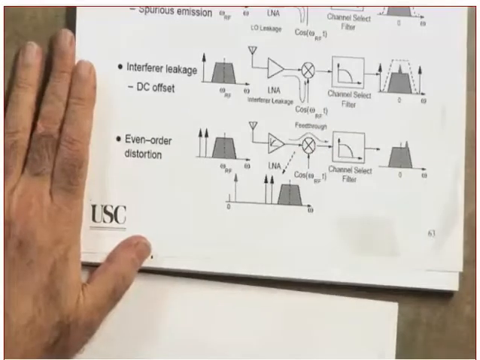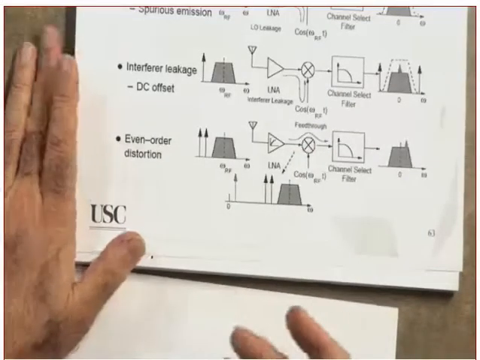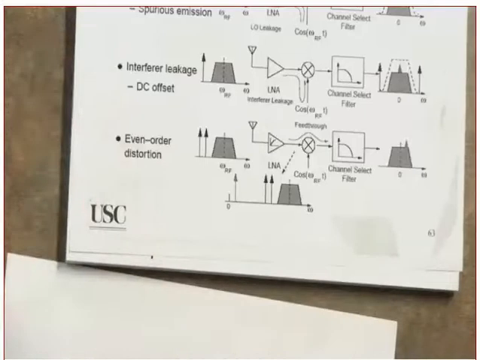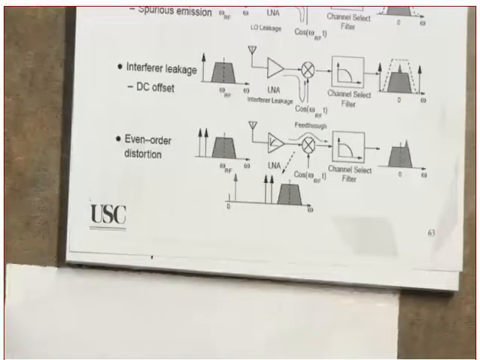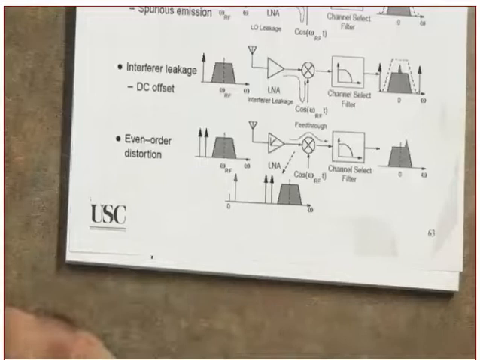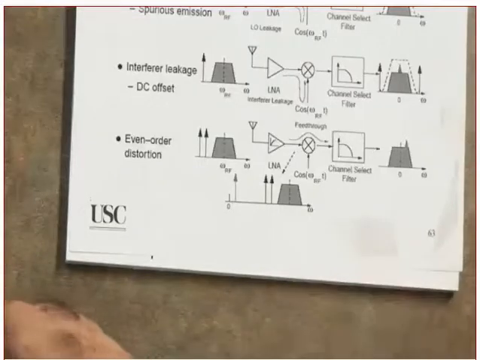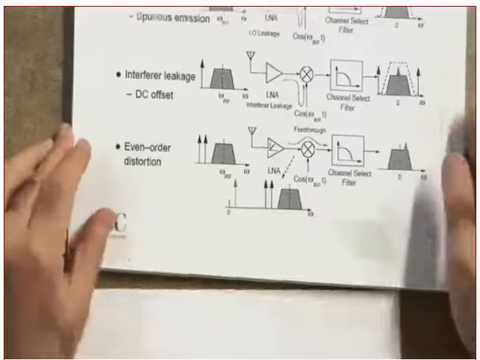If it gets mixed, one more time, if it gets mixed, do I worry about it? I don't worry about it. Are you following or not? Because when you mix it, it's going to be what? Around RF. Clear? And this filter will get rid of it. Clear?